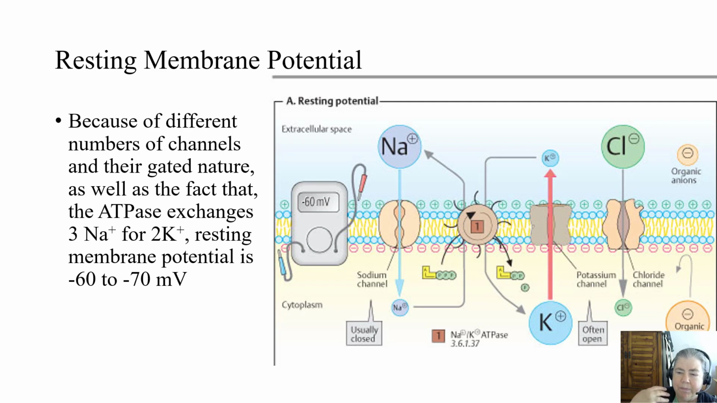And you don't have to know all of the mechanisms, but we have the sodium channels, not a lot of them, usually closed. We have the potassium channels, more of them mostly open. There are some chloride channels. We have some anions that are organic on both sides, so we end up with this charged membrane, positive on the outside, negative on the inside, that ends up at its resting membrane potential being in the neighborhood of minus 60 millivolts. And that's measurable.